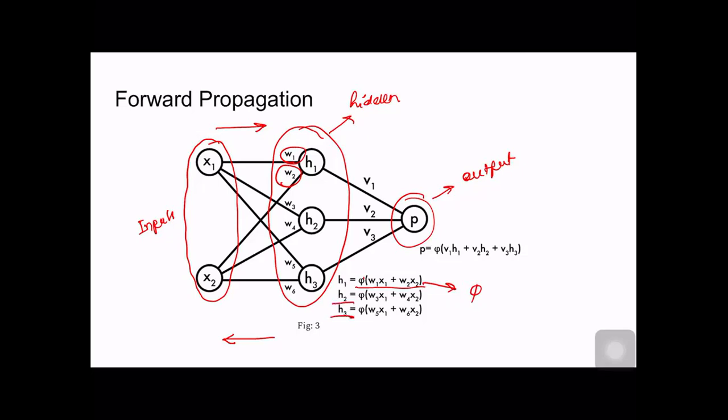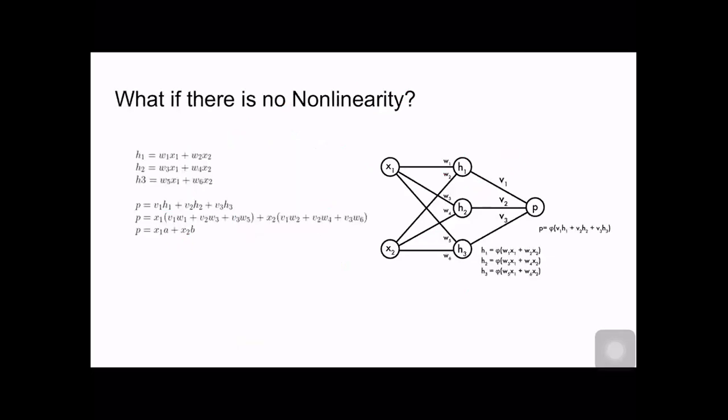And in order to find our output P, we use the same logic. We multiply V1 by H1, V2 by H2, and V3 by H3. And we get this final equation for P. So just in case you didn't guess it already, W1, W2, and V1, V2, V3, all of these are weights. And these are the parameters that we want to learn in our neural net. So now let's ask a question. What if the function phi did not exist, or it was a linear function?